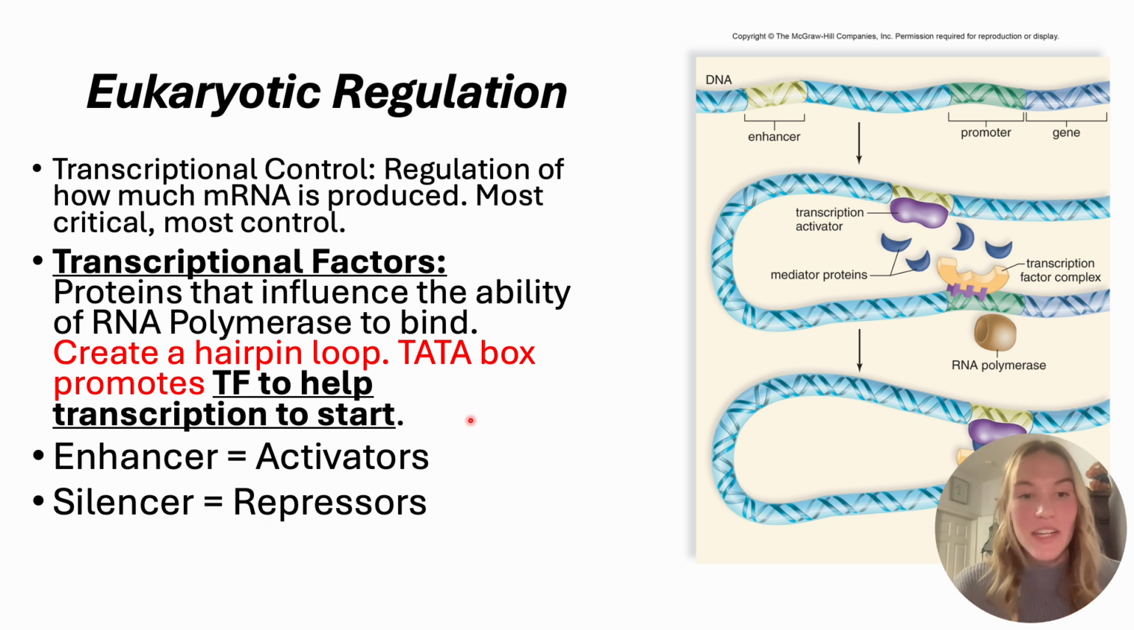There are also regions of DNA that are going to encourage certain transcription factors to bind and RNA polymerase to bind. These are other regulatory regions called the enhancers and silencers. When we talk about the lac operon and the trp operon, this can be a little bit more clear, but for right now, just understand that they are regulatory regions that are going to either activate or repress transcription.